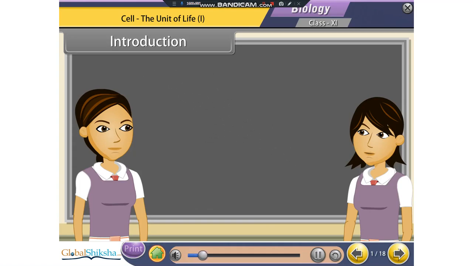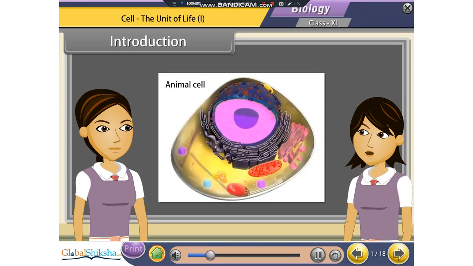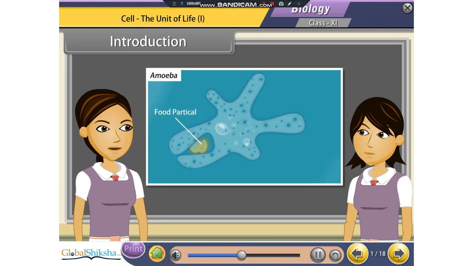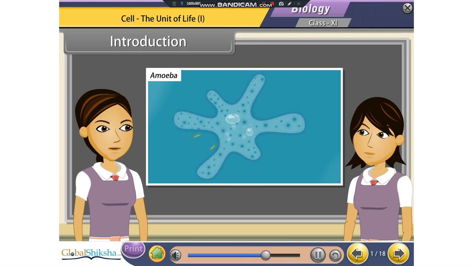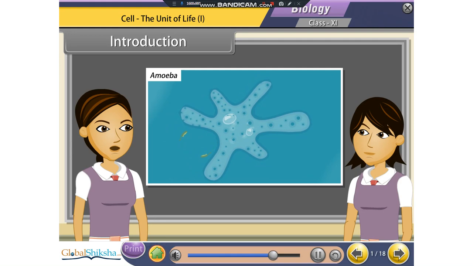Ankita, we know that the cell is the structural and functional unit of life. But do you know what it actually means? Yeah, it means a single cell can perform all basic functions of life. Example, movement, intake of food and respiratory gases, respiration and excretion. Yes, you're right. So, come, let's start our new chapter, Cell the Unit of Life.